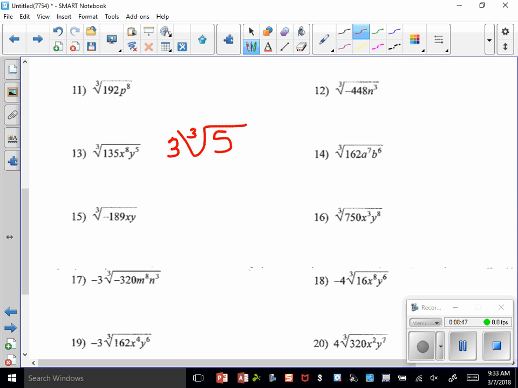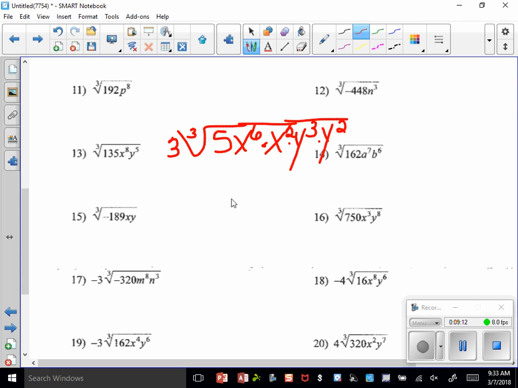And then we're going to break down these exponents, because this is an 8. What is the largest multiple of 3 that's in 8? 6. So we're going to say x to the 6 times x squared. And then how about for 5? 3 and 2. You just want to make sure you break those down to multiples of 3.